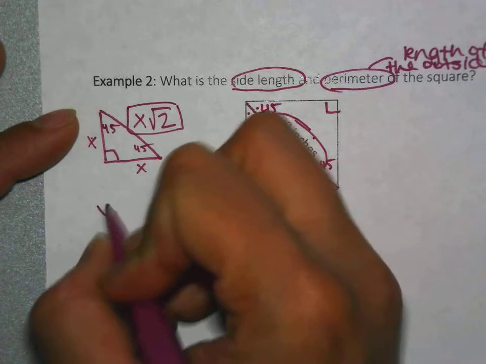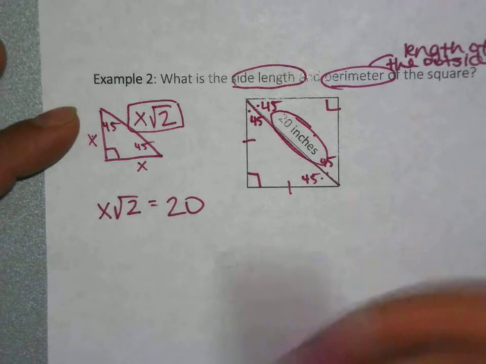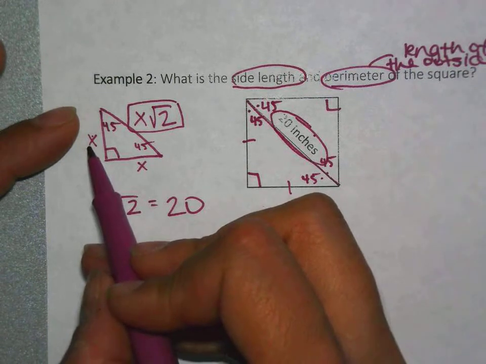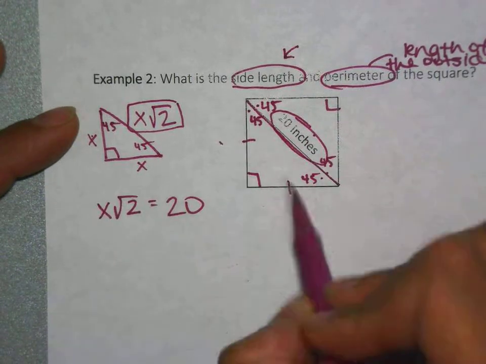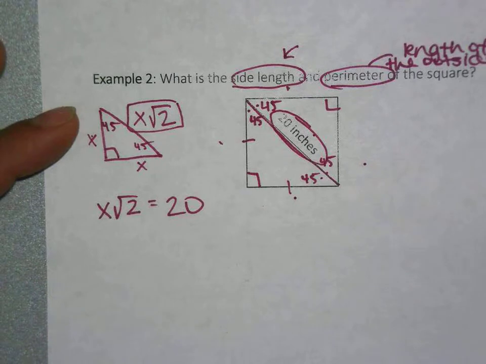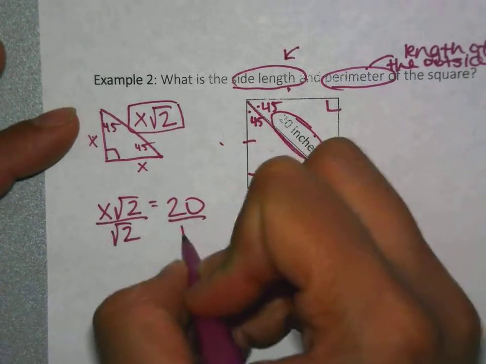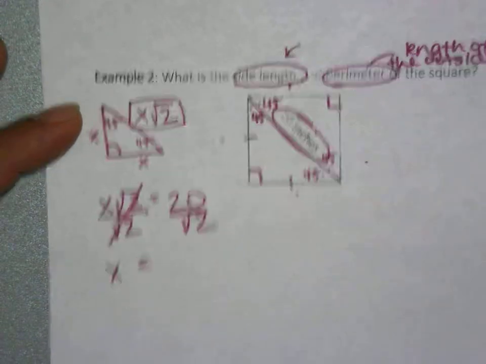So I'm going to set x root 2 equal to 20. Now, I want to do this so that I can solve for x, because if I know what x is, one, I know what the side length is. And if I know the side length of each of the 4 congruent sides, I can find the perimeter. So we divide by the square root of 2. Those cancel. I'm left with x.